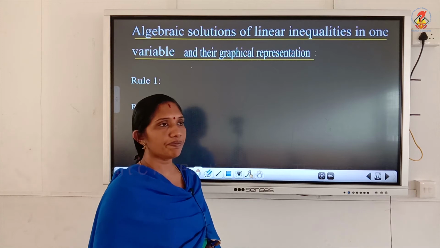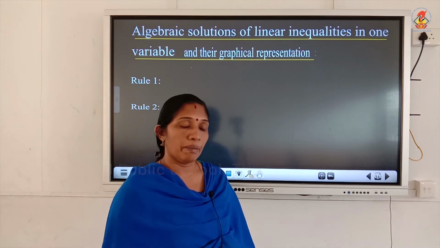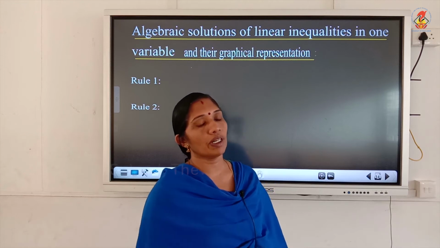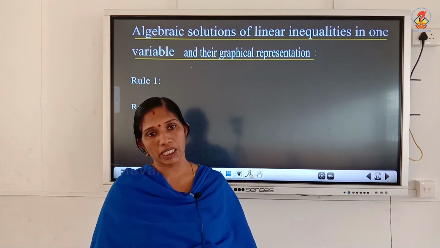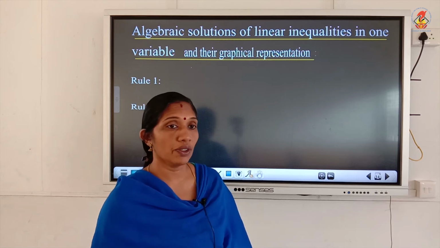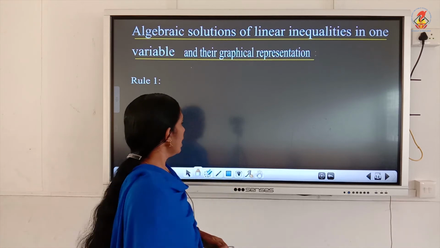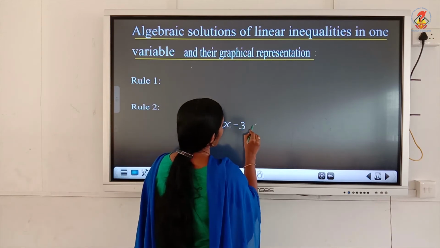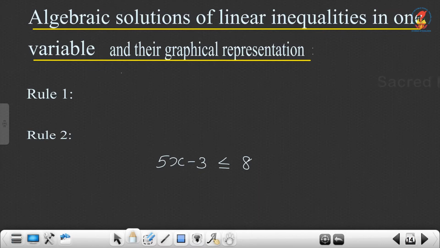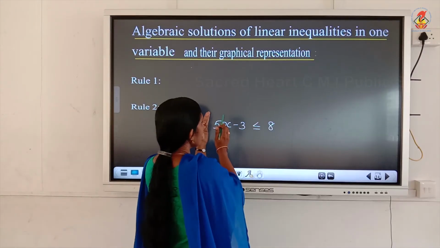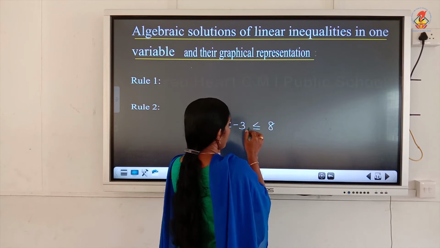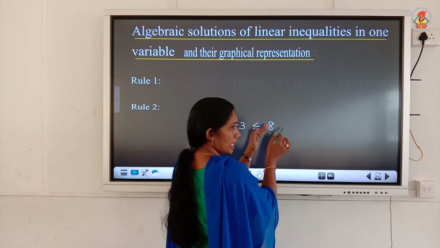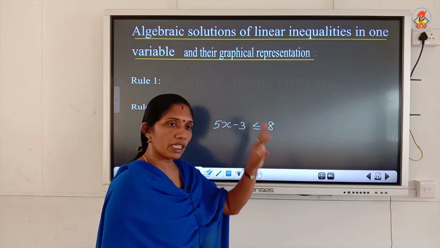Rule 1 means equal numbers may be added to or subtracted from both sides of an inequality without affecting the sign of the inequality. For example, if it is 5x minus 3 less than or equal to 8, we have to solve this inequality. Solve means finding the value of x. So for finding this x, we don't want this, we have to take this to the right side. But if it is equal, you can take to the right side.